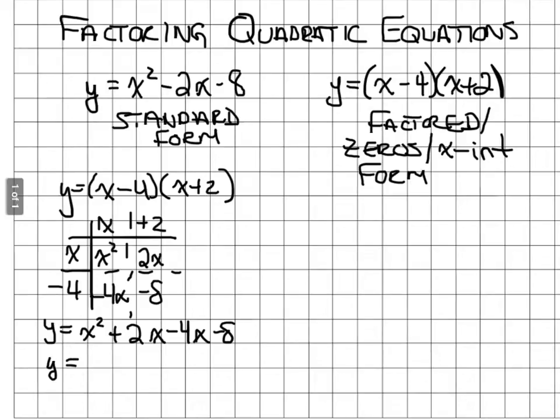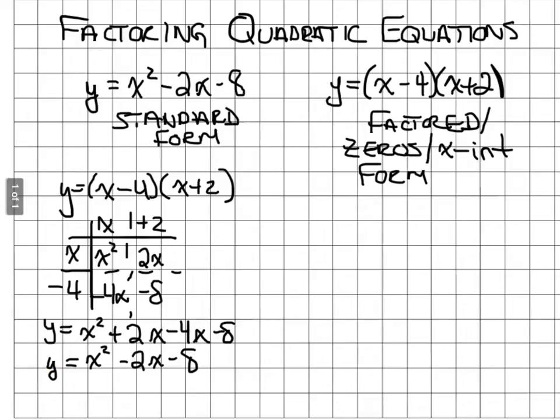Now I'm going to simplify, and I have x squared minus 2x minus 8. And so you can see that these two are the same. What I've done is I've changed from factored form into standard form.